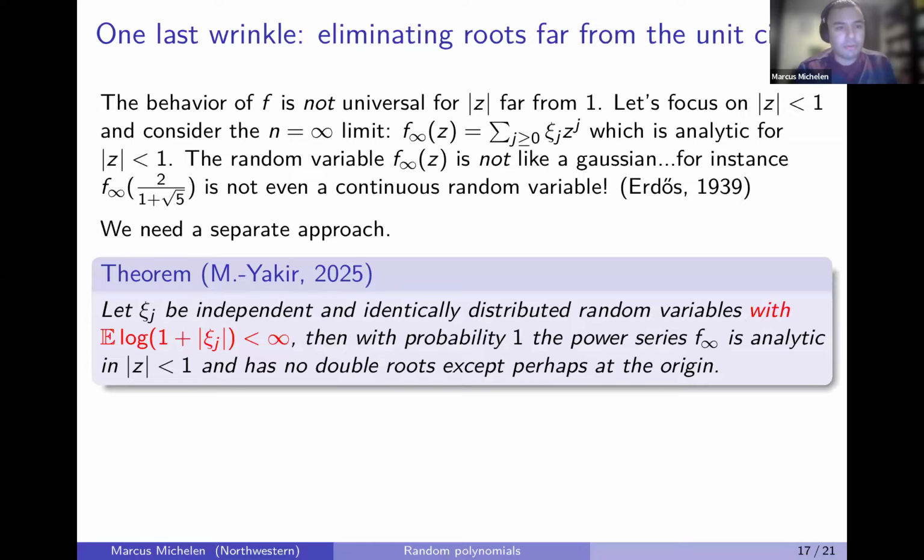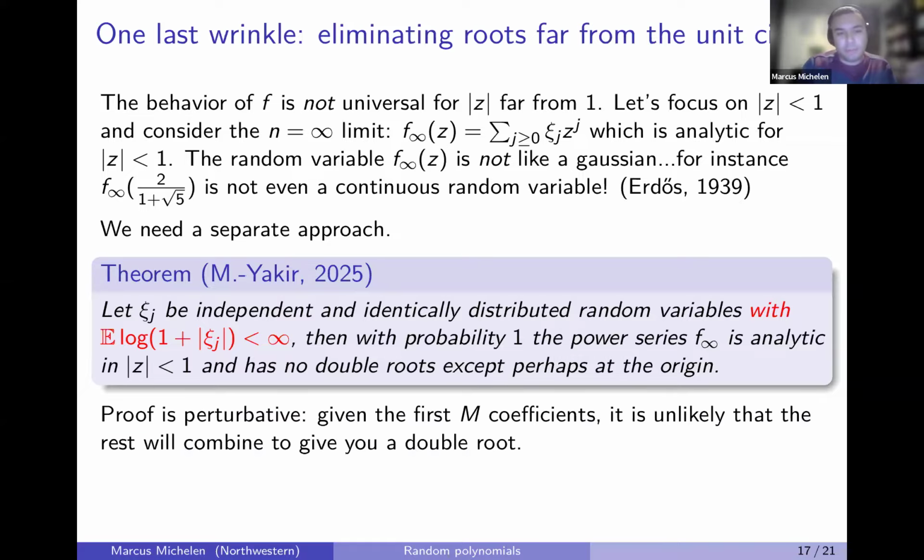So we needed a separate approach, and we proved a separate theorem by totally other means, just saying as long as this random function is analytic, which happens when it has a log moment, then almost surely it has no double roots except maybe at the origin. So of course it can have a double root at the origin if the probability it's 0 is positive, because I could have x_0 and x_1 being 0. Other than that, it won't have a double root almost surely.